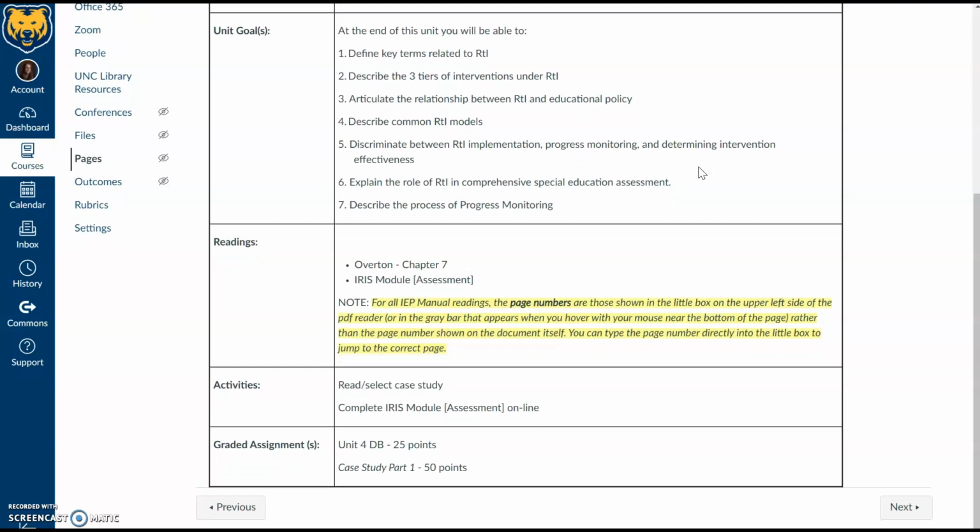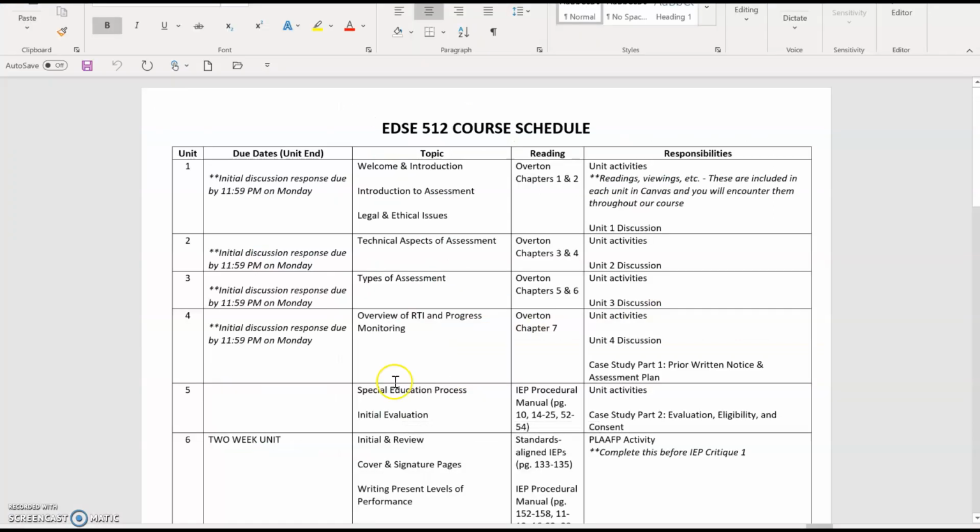So there will be an IRIS module opportunity for you in this unit, and we do have a discussion board. So looking at the course schedule, the main responsibility for you this week will be the continued participation in the discussion board as you review the course content. And then this is our first opportunity for formal assignment submission. So you will have an assignment called Case Study Part 1 here, prior written notice and assessment plan. And we'll go over that in detail.